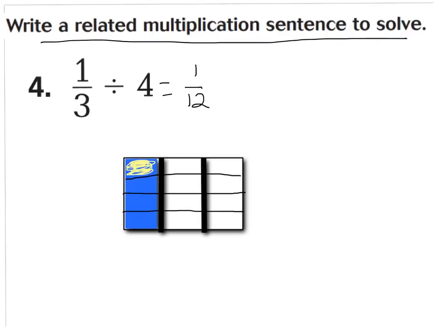Now my question says write a related multiplication sentence to solve. So we're trying to find 1/4 of my 1/3. Do you see how this is going to be 1/4 of my 1/3 part? So it would be 1/3 times 1/4, because we're finding 1/4 of my 1/3. And of course, each one of those parts would be worth 1/12.